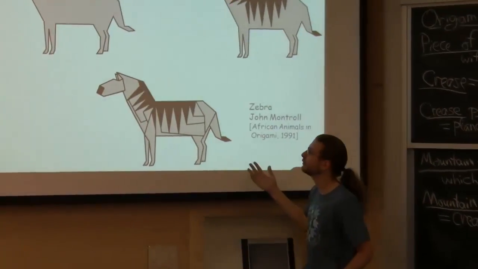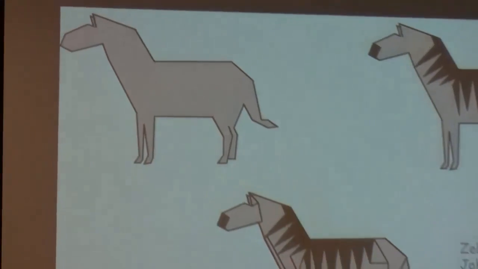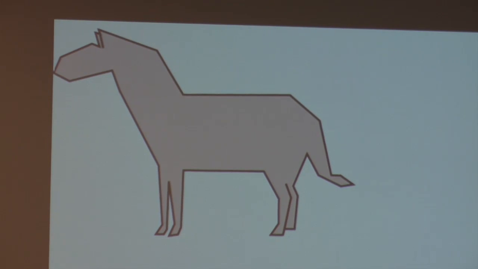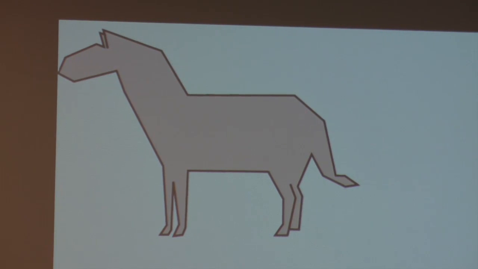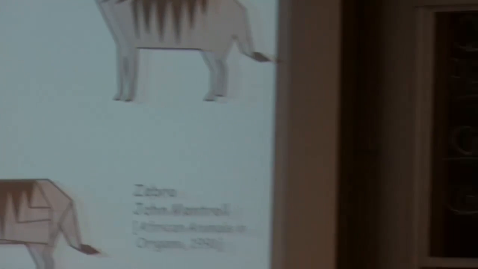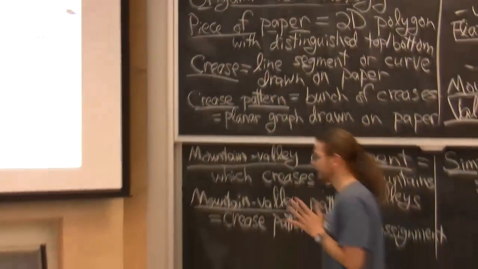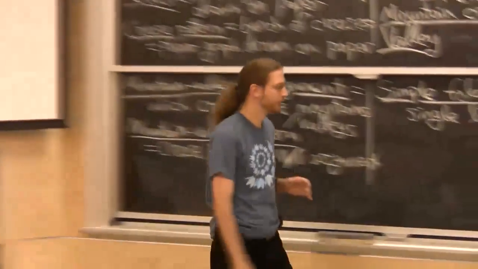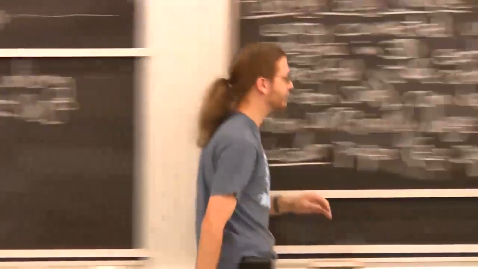You could also imagine you're just given a polygon you want to make. You say, I want to make a horse, a flat horse. Then you could give that to this algorithm, and it will tell you how to fold a horse. That's the general idea. Good. So how do we prove that? I want to make everything.